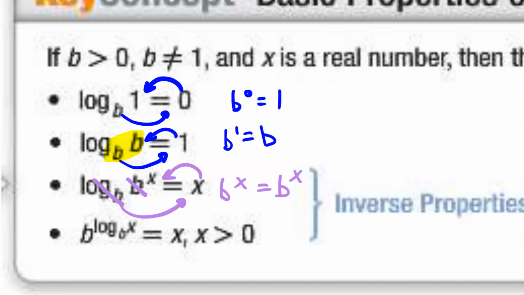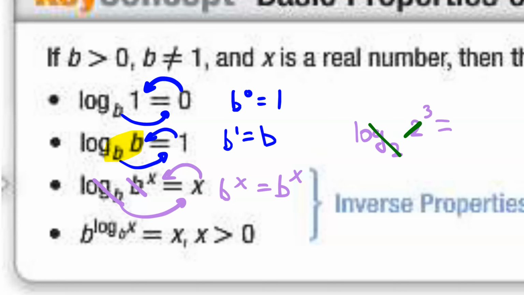So for example, if I have log base 2 of 2 to the third power, what is this equal to? It's just equal to 3, right? Because it's log base 2 and then you have the same power. You got it? Yeah, you did. Heck yeah.